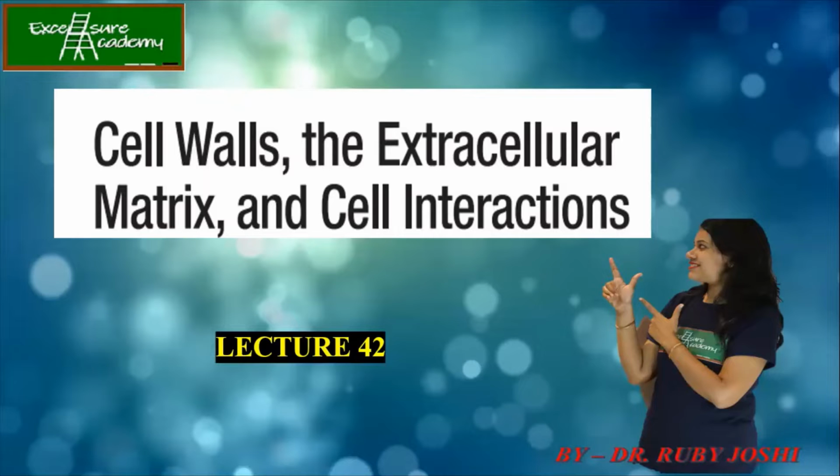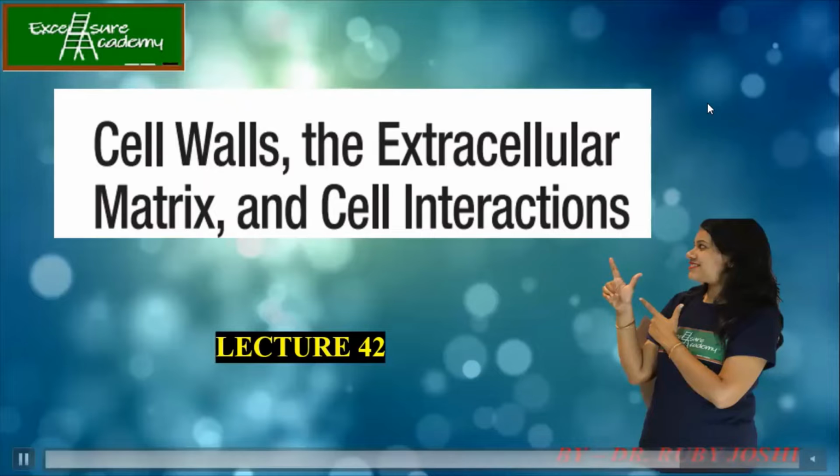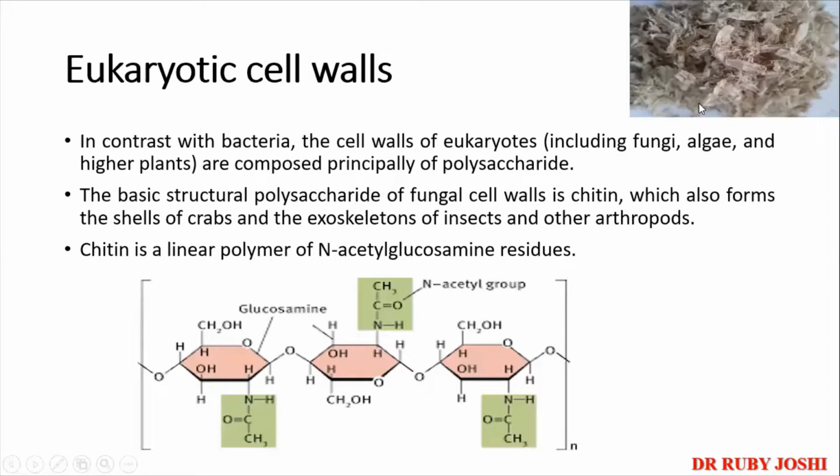So in the previous lecture, we discussed the cell walls of bacteria, right? Now we are going to discuss the eukaryotic cell walls. In contrast with bacteria, the cell walls of eukaryotes, including the fungi, algae, and higher plants, are all composed principally of polysaccharides. So this is going to be a very common topic today. We know the cell walls of fungi are made up of N-acetylglucosamine, and in algae and higher plants, the cell walls are made up of cellulose, right?